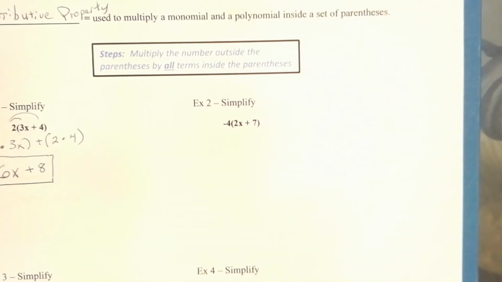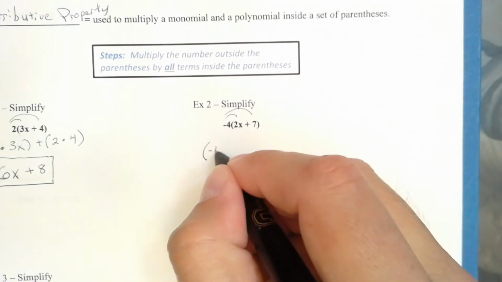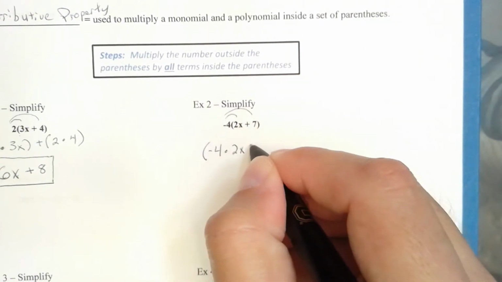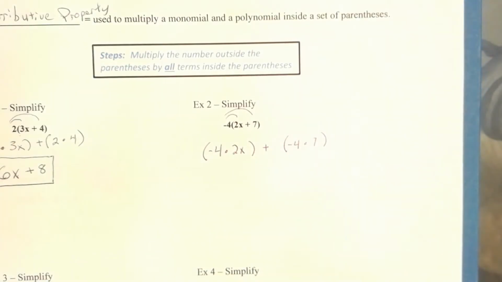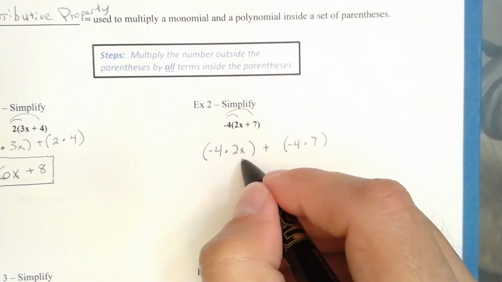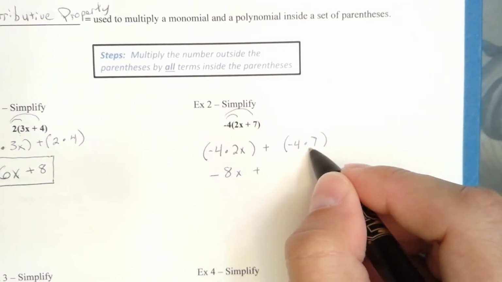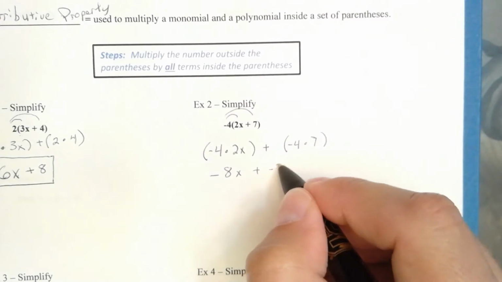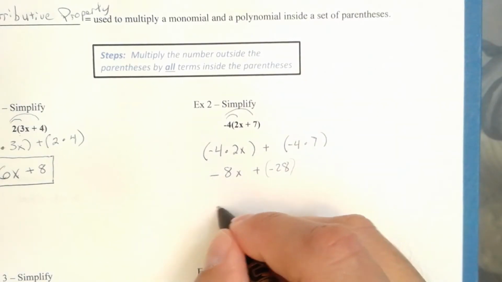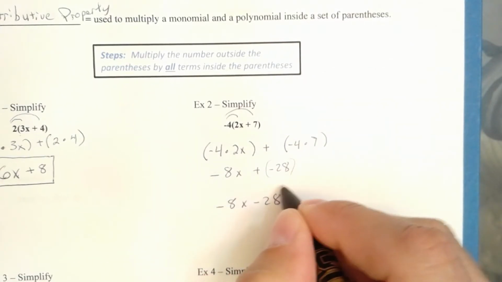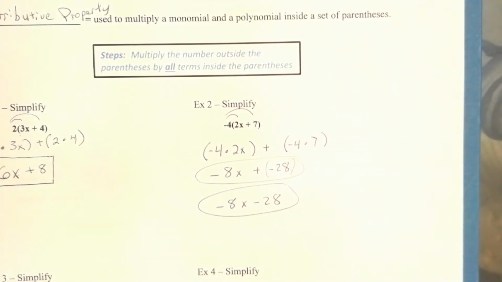Look at example 2. Again, another pretty easy one. Distribute to each one of those. So that's negative 4 times 2x, and then negative 4 times 7. Negative 4 times 2x is negative 8x plus negative 4 times 7 is negative 28. So you can keep it in parentheses, or some people will even write it like this. Either way is okay, both are acceptable.